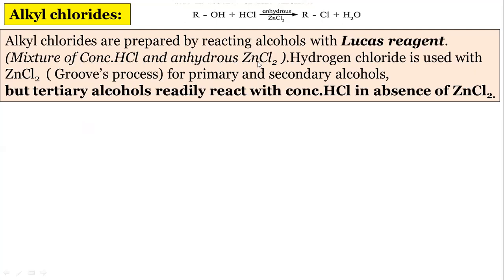But in case of tertiary alcohols, this ZnCl2 is not required, because of the stability of the carbocation. In the bold type it is written that tertiary alcohols readily react with only concentrated HCl in absence of ZnCl2. So remember this thing, for the primary and secondary alcohols only we have to write ZnCl2 and concentrated HCl. This process is also called Groove's process.